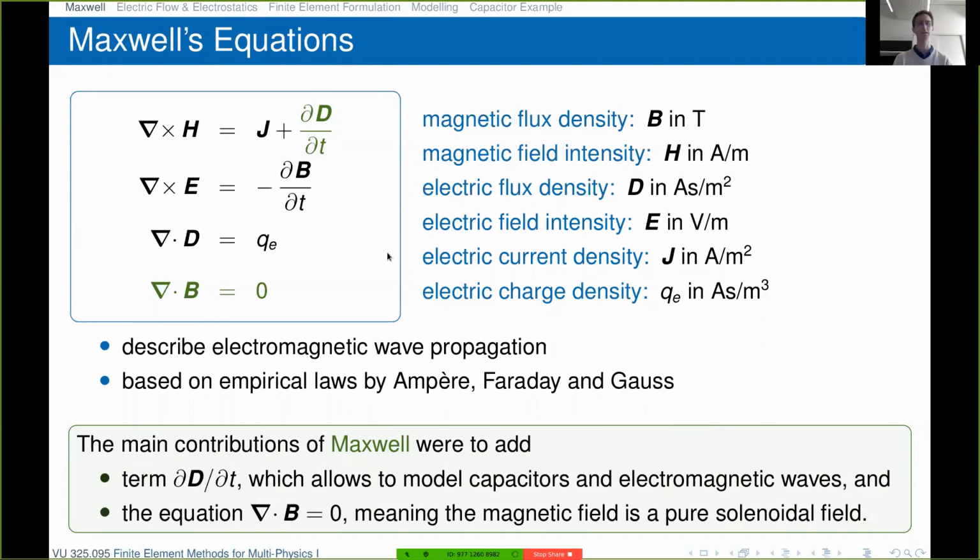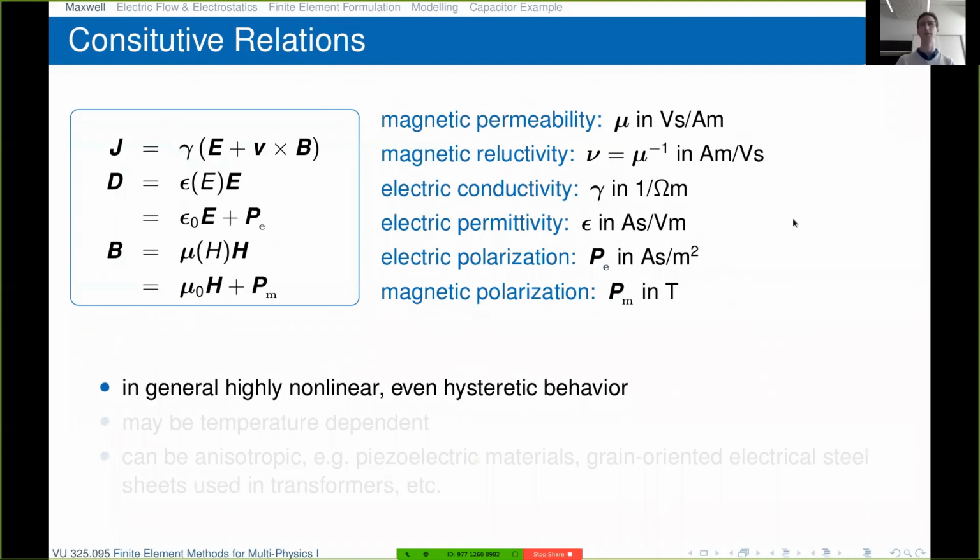Okay, so Maxwell's equations are the basis for our electrostatic formulation. However, they are not closed like this. In the usual case, we need constitutive relations relating the quantities in these equations. So what constitutive relations do we have relevant for Maxwell's equations? We have first Ohm's law in the general form, relating the current density to the electric field with the electric conductivity.